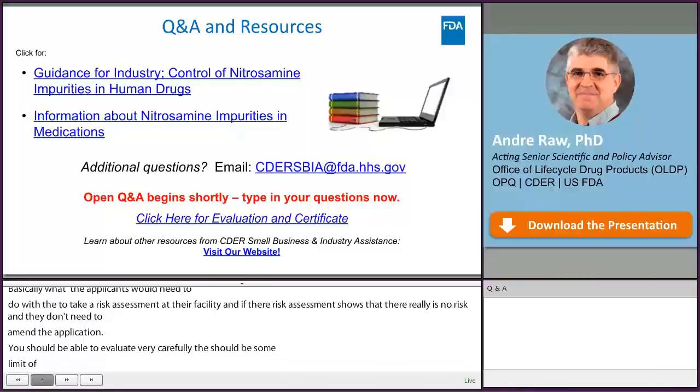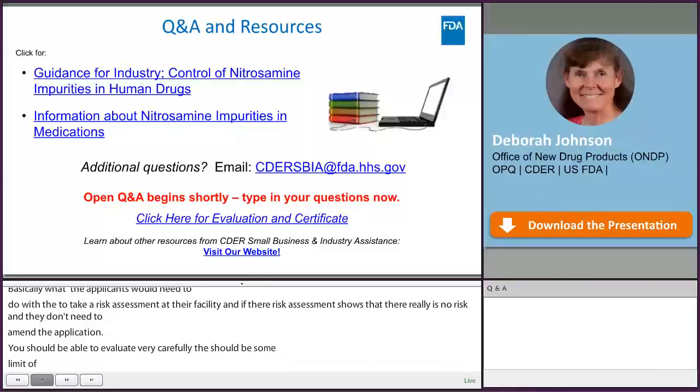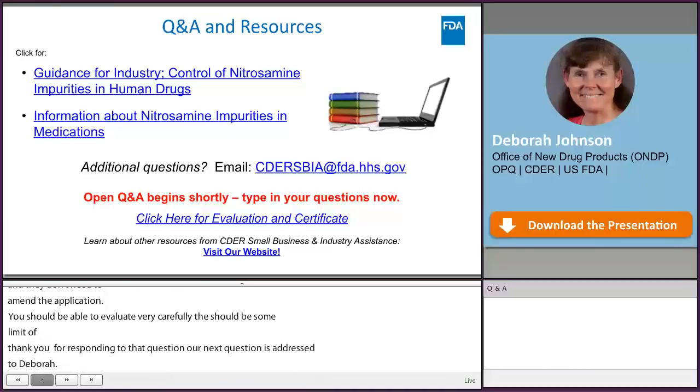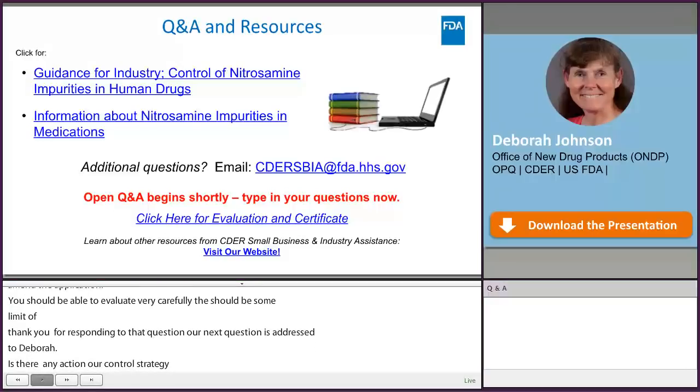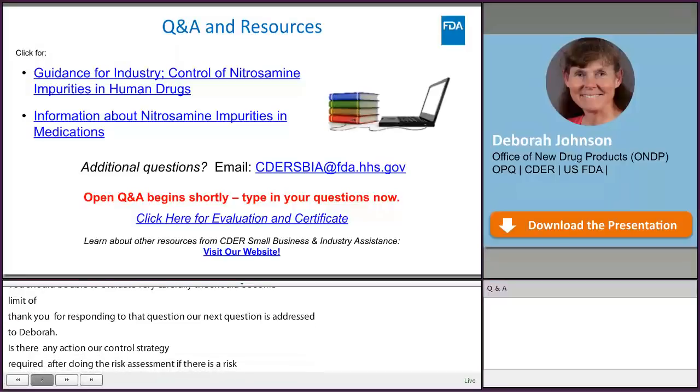If nitrosamine impurity is detected below LOQ, is there any action or control strategy required? That's a good question. After doing the risk assessment, if there is a risk of a nitrosamine being formed and testing actually detects a nitrosamine, even if it's below the LOQ, what that's telling you is a nitrosamine is forming, and some type of control strategy may be necessary.